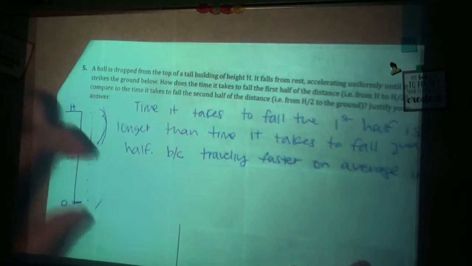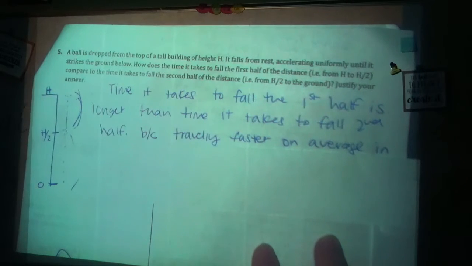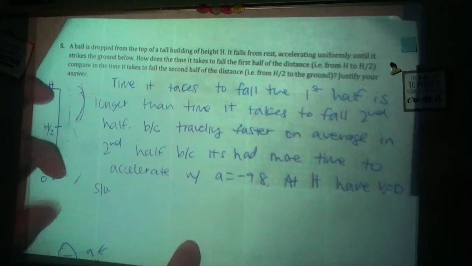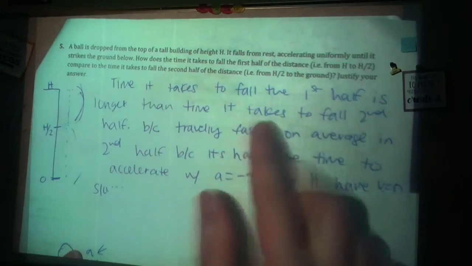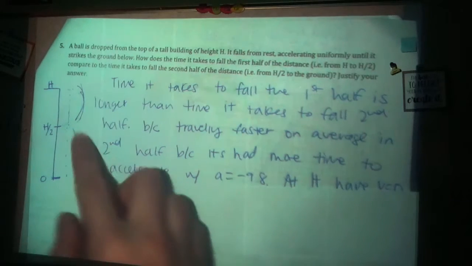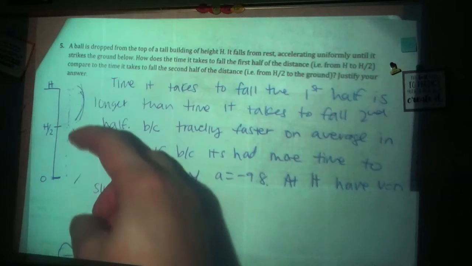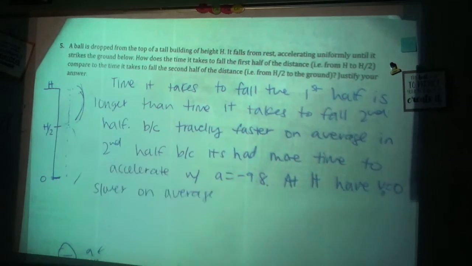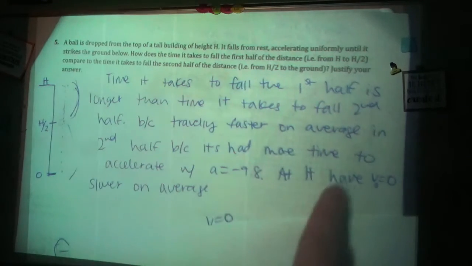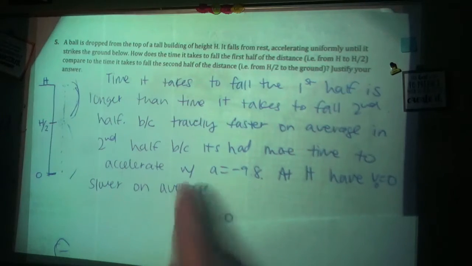And you definitely want to say because it's traveling faster, but you also need to tell me why it's traveling faster. So because it is traveling faster on average in this second half, and the reason why it's traveling faster is because it's had more time to accelerate. And it's accelerating with negative 9.8. So in this half, it's going faster right here than it was at the top, and it's still accelerating. Whereas the second one, at the top, we have v naught is 0 at the beginning of this half, so it's slower on average.